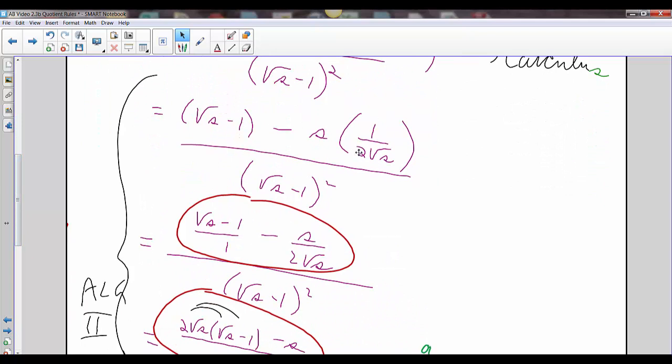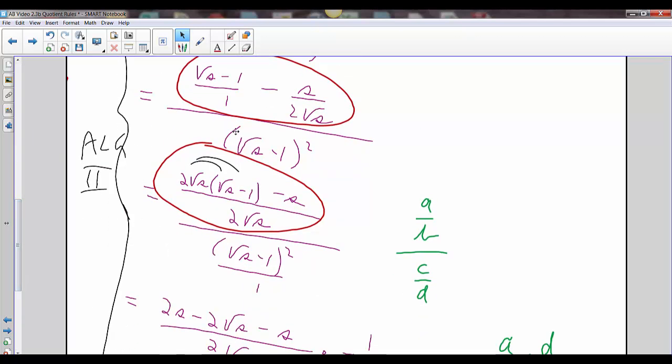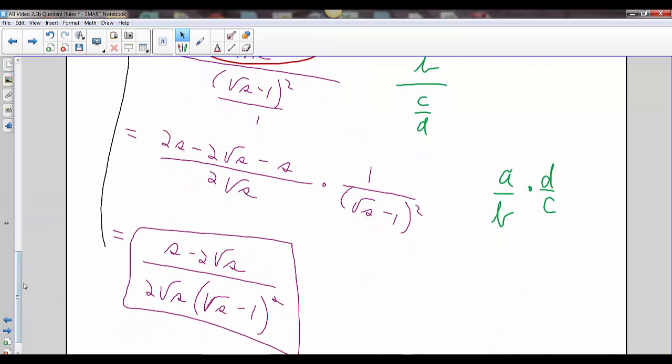Then I have a s over 2 root s here. One of the ways I can deal with this is to find a common denominator in the numerator, which is 2 root s. That'll be my new numerator. I'll simplify that numerator. I'm dividing it by a fraction, so I'll multiply by the reciprocal of the fraction. And you end up with this answer right here.